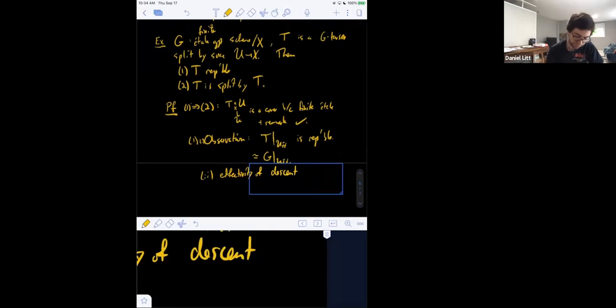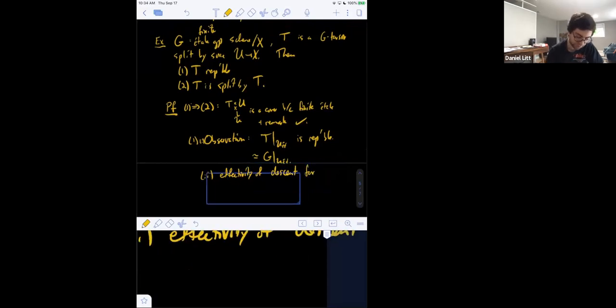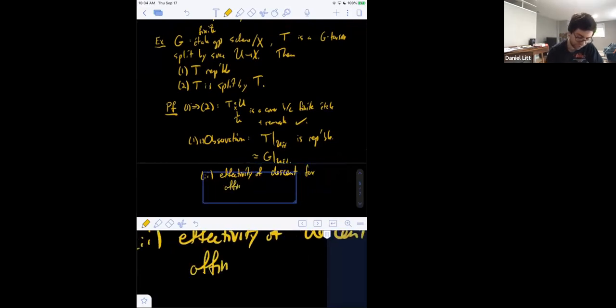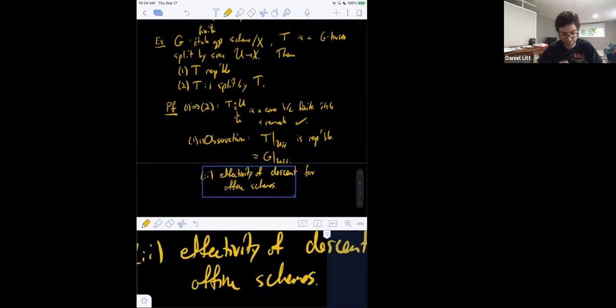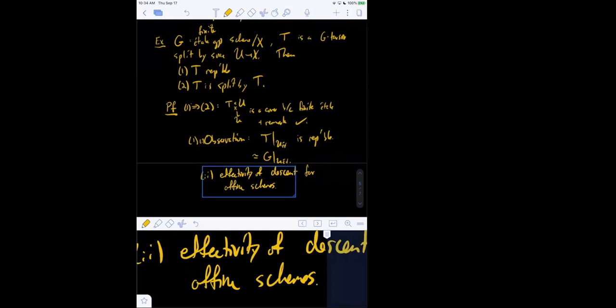Okay, what we're using is effectivity of descent for affine schemes. So finite things are affine. So in particular, that's what we're using here. Other questions about that? You mean it's affine over X? Yeah, that's right, affine over X.